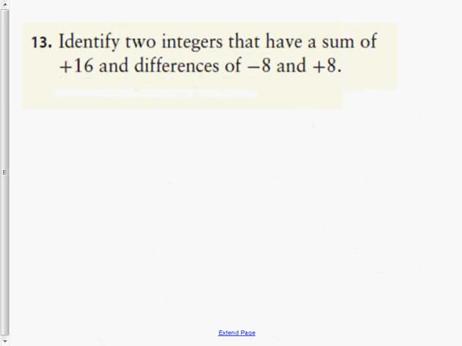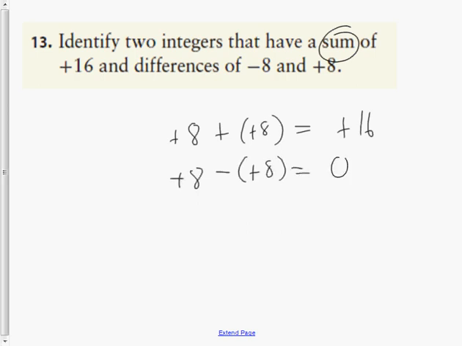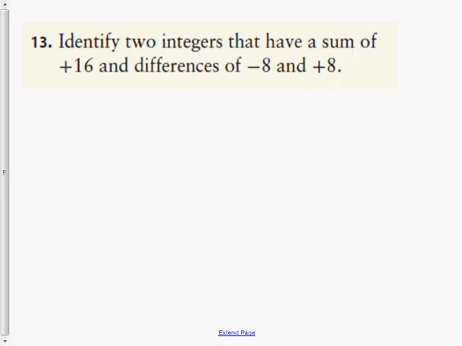Question 13 says identify two integers that have a sum of 16 and differences of -8 and +8. So two numbers add together to get you 16. So if I think about a +8 and a +8, those two integers have a sum of +16. But if I look at the differences, I don't get a difference of -8 and +8. So who has a suggestion for two numbers that have a sum of positive 16, but a difference of negative 8 and positive 8? What do you think?